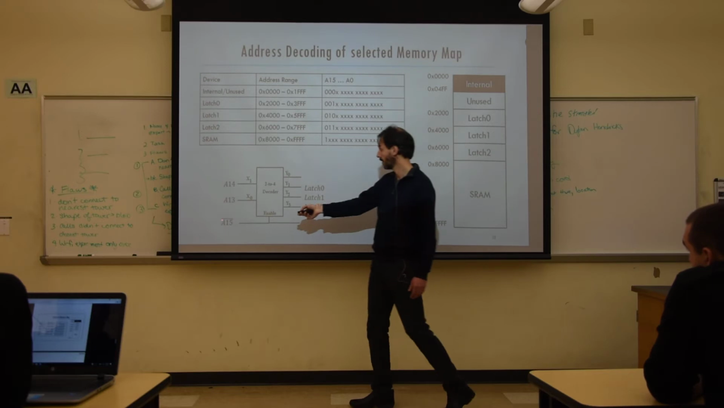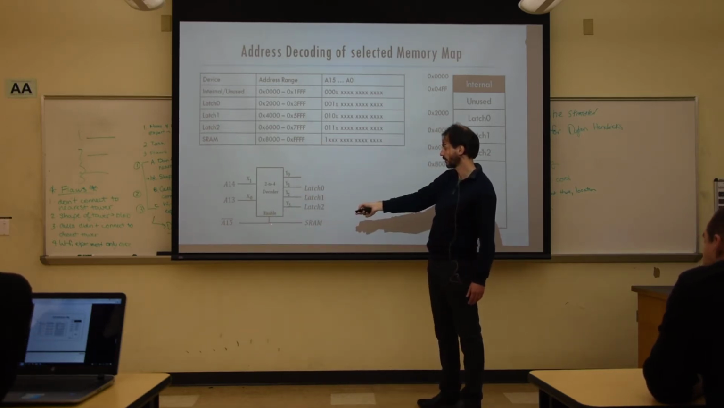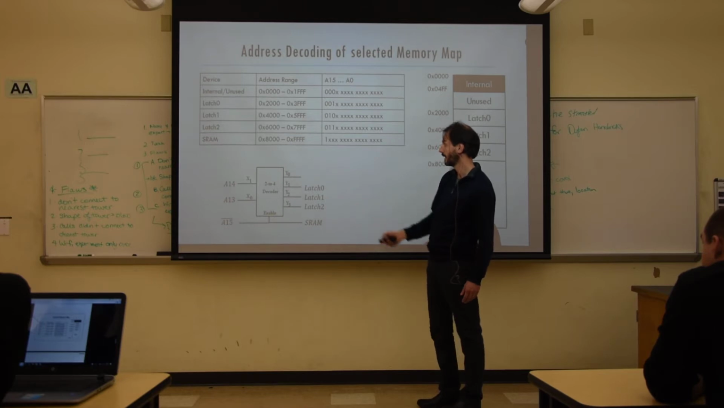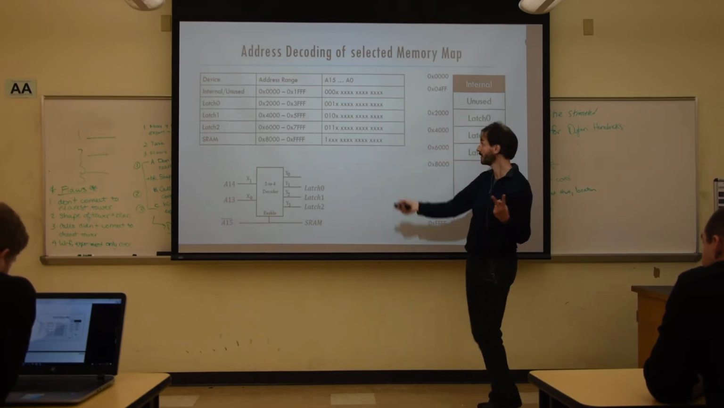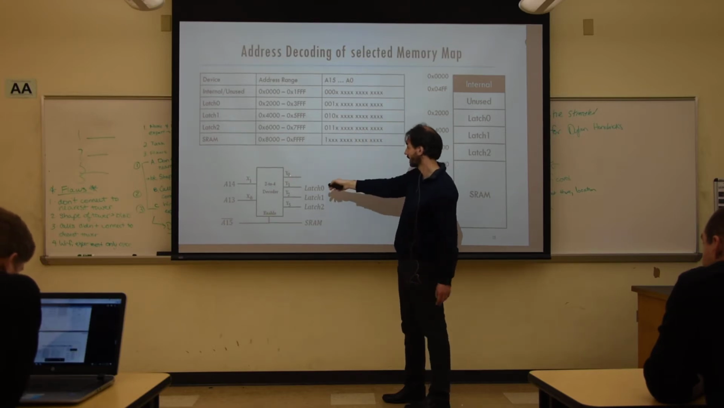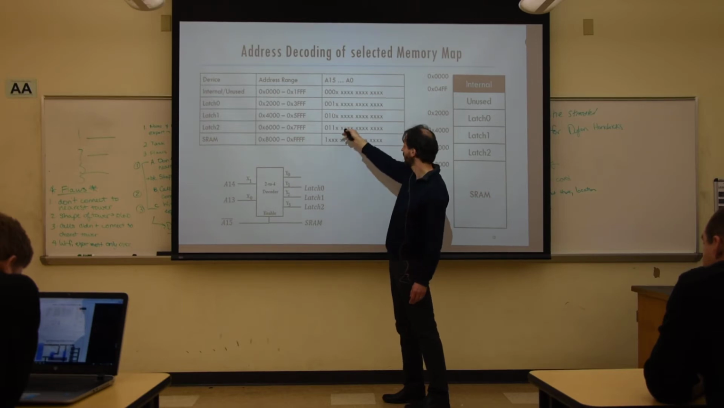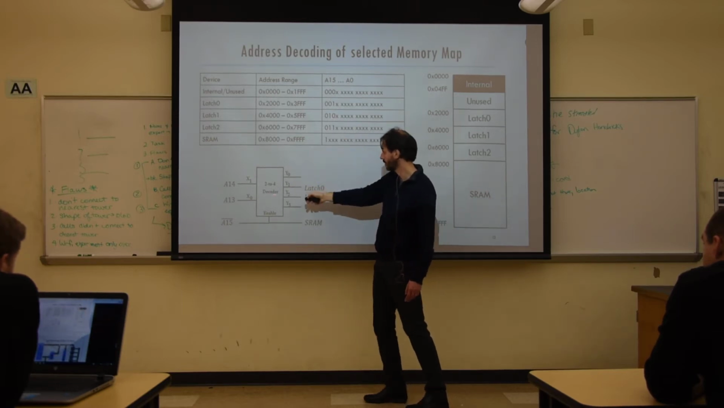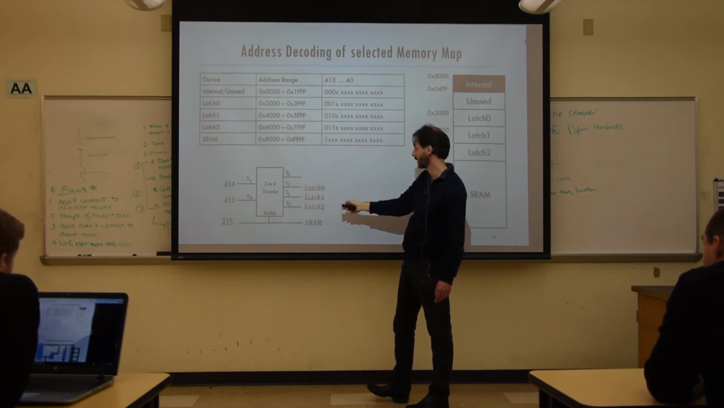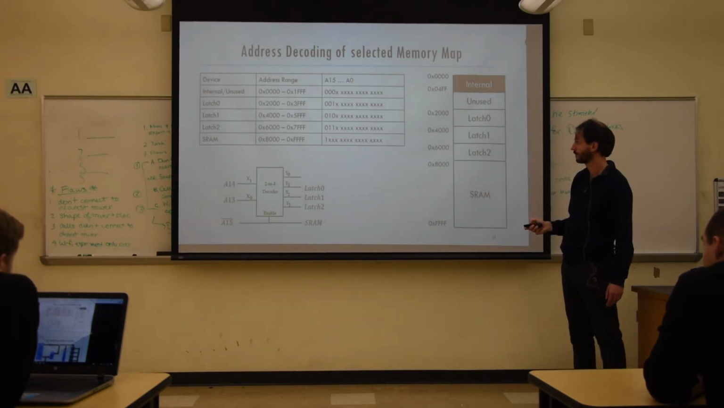I'm going to have a look at A15 to indicate whether I go to SRAM or not. If I do not go to SRAM, I will enable this, and then I'm going to look at A13 and A14, which gives me 2 bits of information, which are 00, 01, 10, 11, and that gives me 4 output lines. The 01, 10, 11 inputs are connected to latch 0, latch 1, and latch 2. So that's the decoding logic in this particular case.